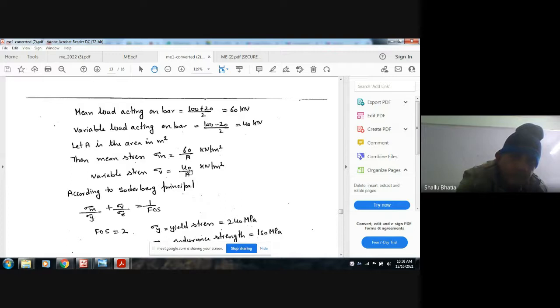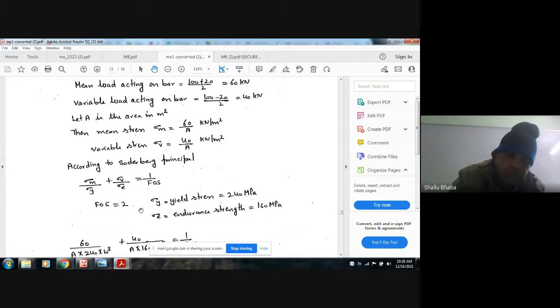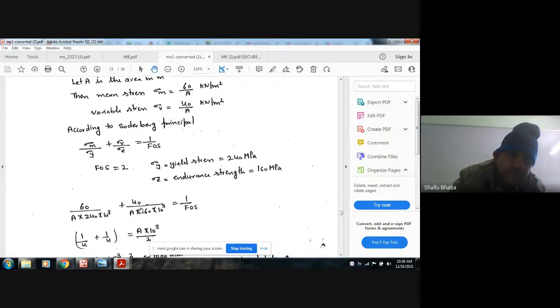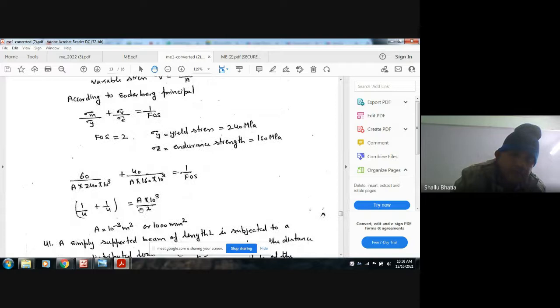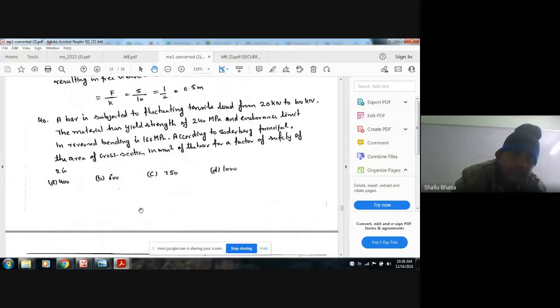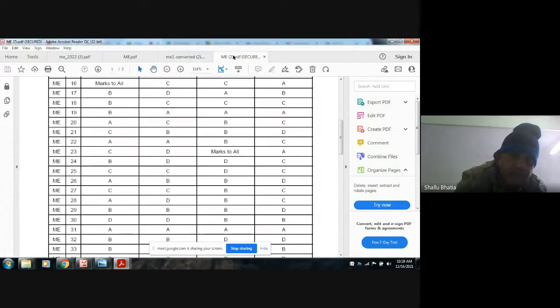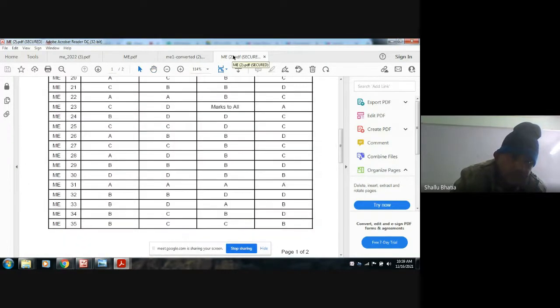Now, according to Soderberg principle, we have sigma m by sigma y, where sigma y is yield stress and sigma m is mean stress, plus sigma v by sigma e, where sigma v is variable stress and sigma e is endurance limit, equal to 1 by f. The factor of safety f is 2. So sigma y is 240, and sigma e is 160. Putting these values, you can find out A, that is 1000 mm square. So the answer is option B, question number 40.